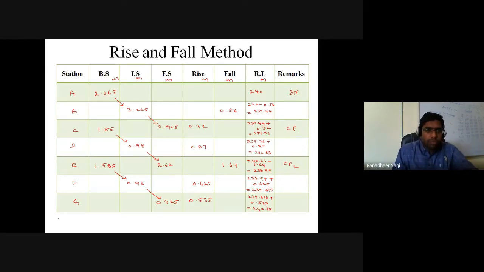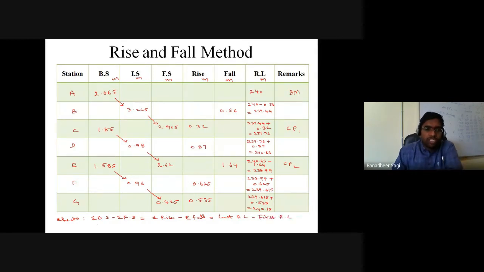So the RL values with regard to all the points I have calculated. Now let me go on to apply the arithmetic checks. Okay, so for my arithmetic checks, the net summation of backsight minus the net summation of foresight should be equal to the net summation of rise minus fall, which should be equal to the last RL value minus the first RL value.